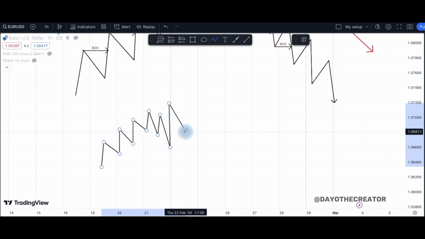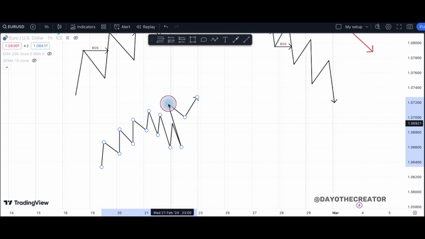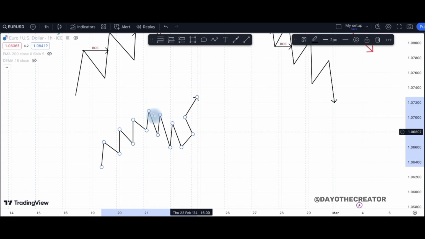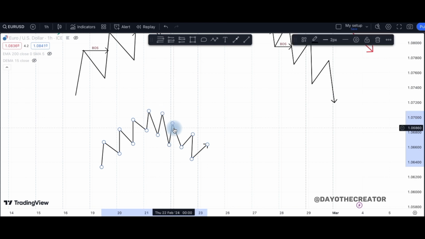So let's just continue. When it creates a new low, and it refuses to create a new high, then goes down to create another new low, then creates a new high, it's expected for you to know that there's a change of character going on. The market is changing character.